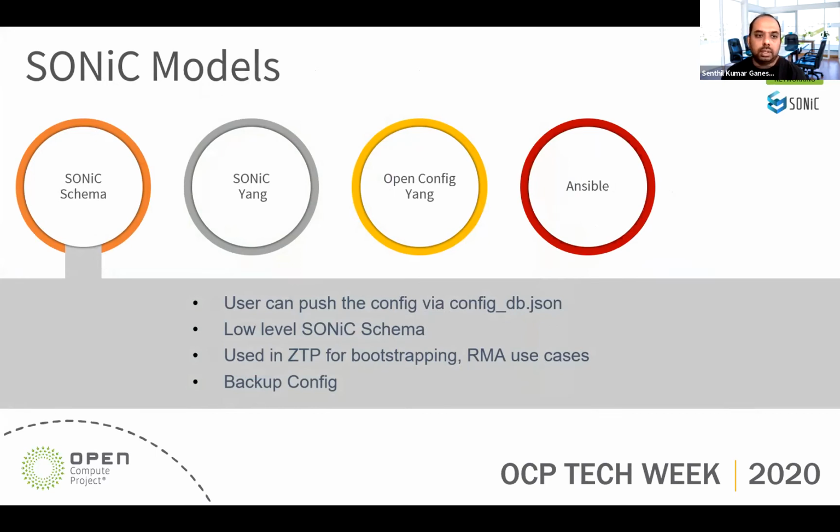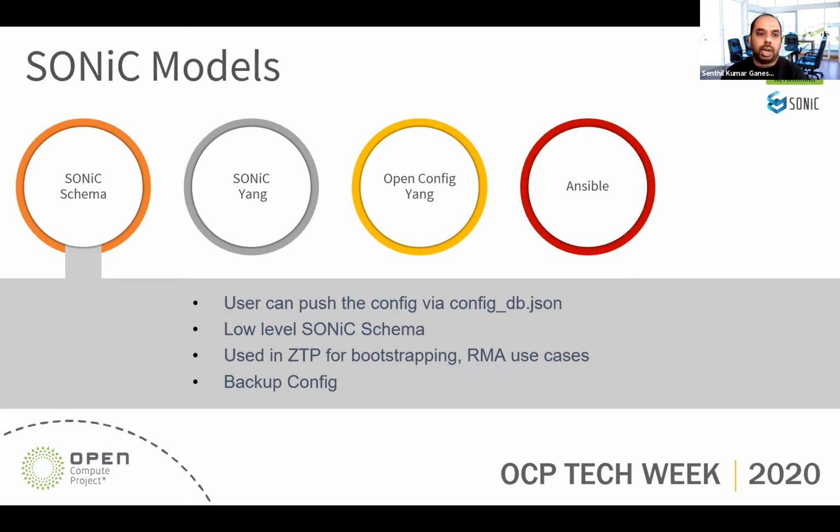What we have on the model front. So SONiC has different models. The first one is the SONiC schema. This is a low-level JSON model, or DB JSON model, we talked about earlier, which uses config load and config reload commands to push the config.